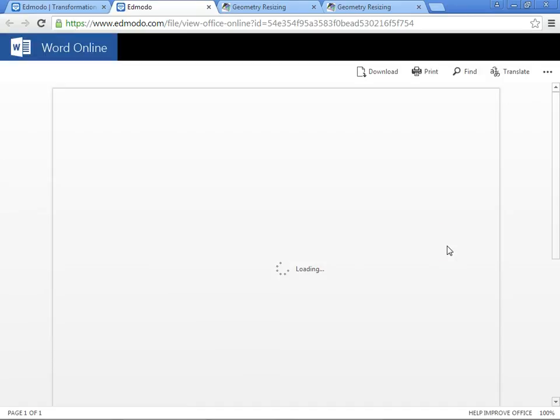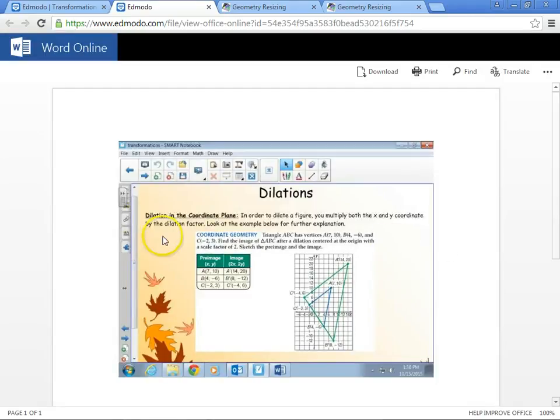Another example of a dilation from our friends over at the Smart Notebook. A dilation in the coordinate plane. In order to dilate a figure, you multiply both the x and y coordinate by the dilation factor. Look at the example below for further explanation.